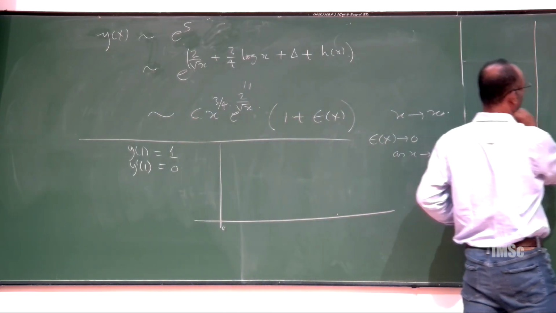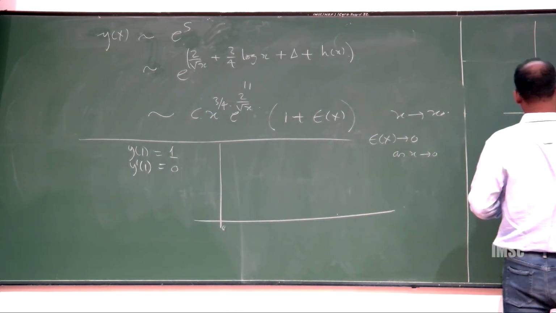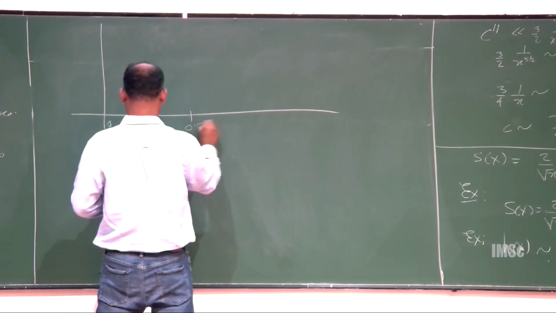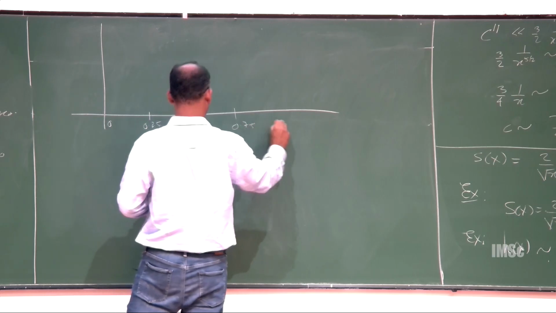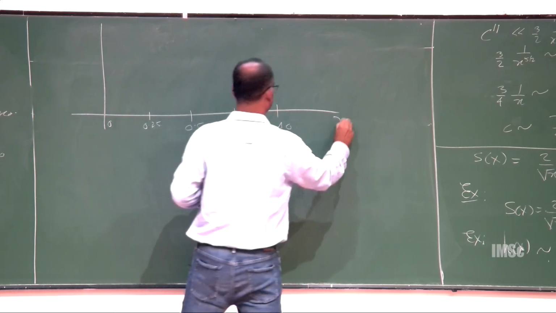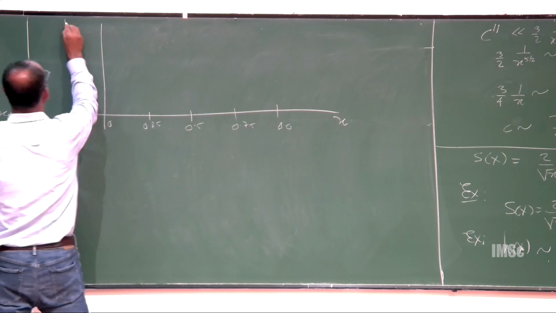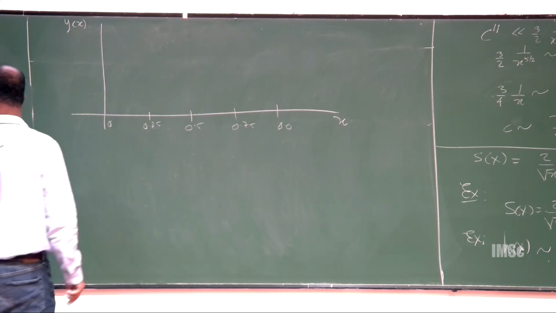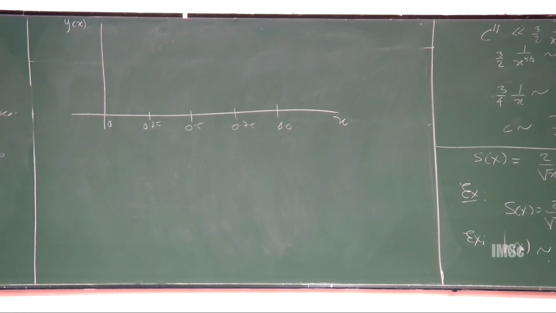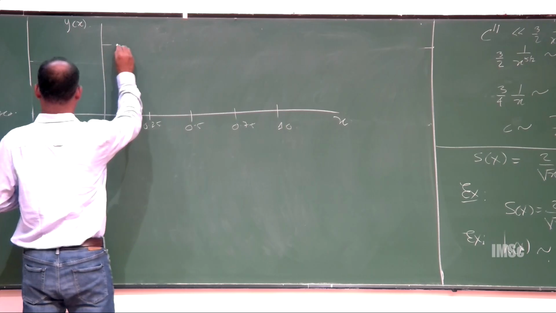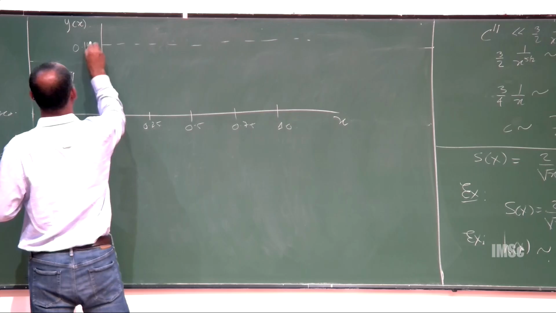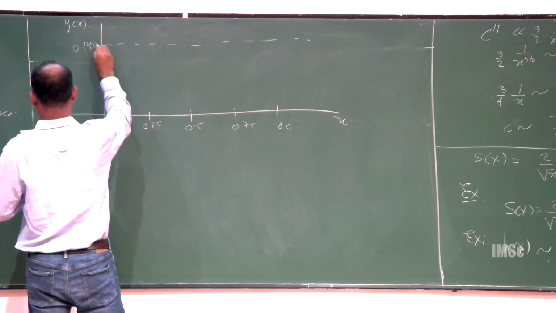So 0, 0.25, 0.5, that's the x-axis. Here is the numerical result for y of x. So when you do a numerical estimate, you find that C will come out to be 0.14, one four three two something.